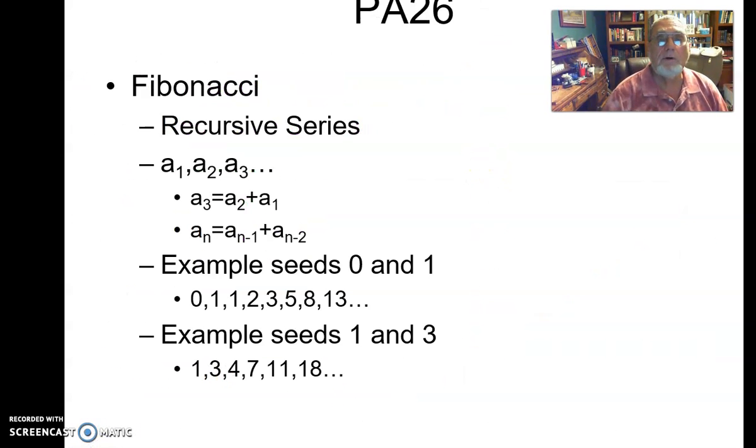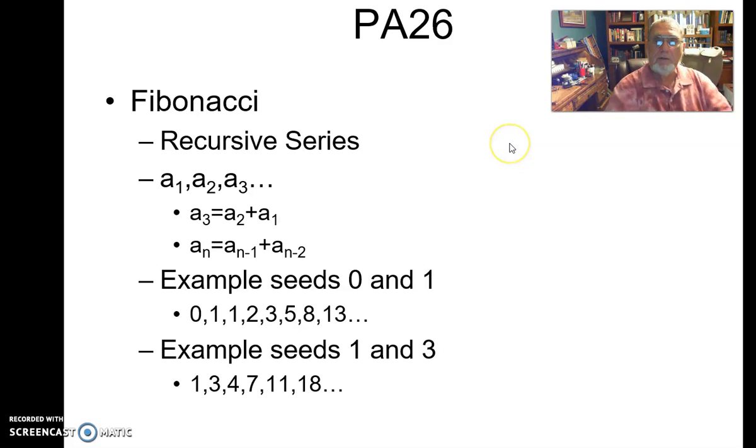And then we're going to come to our PA26, which is a little bit more involved than some of the ones we've done before. I'm going to have you write a Fibonacci sequence. Now, Fibonacci sequences are extremely important in the history of math and the history of engineering because they're a simple example of a feedback loop. In math, we would call it a recursive series because what comes next depends on what happened before. This Fibonacci is easy to write.